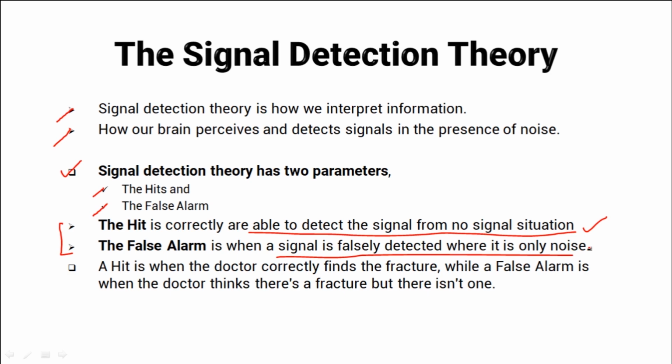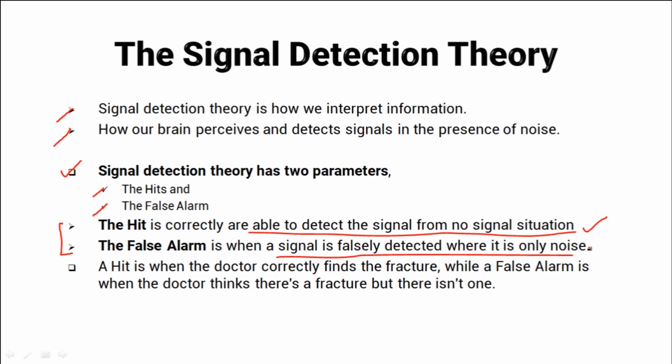So when a doctor looks at an X-ray and is able to detect the fracture in the bone, this is called a hit. A hit in signal detection theory refers to correctly detecting a signal, such as a bone fracture on an X-ray. But if the doctor falsely says that there is no bone fracture, that is called a false alarm. A false alarm occurs when there is no actual signal, but the doctor mistakenly thinks there is, such as incorrectly stating that there is no bone fracture when there actually is a fracture.